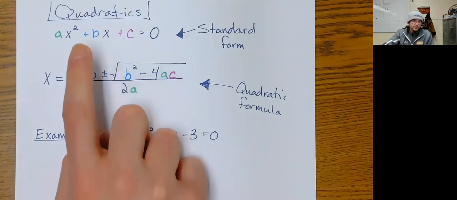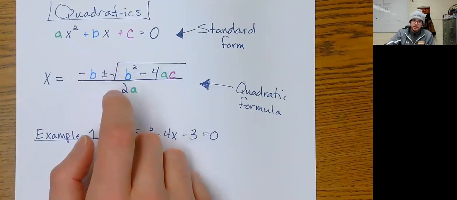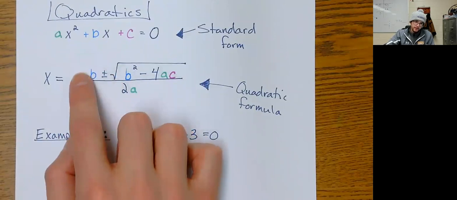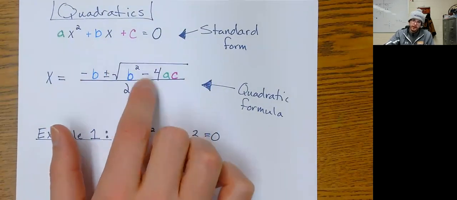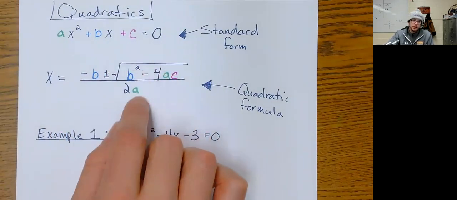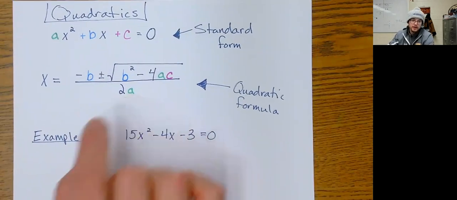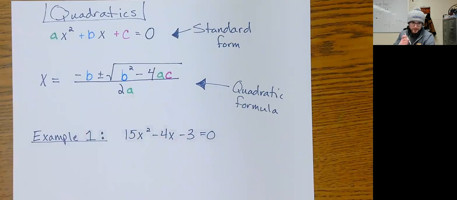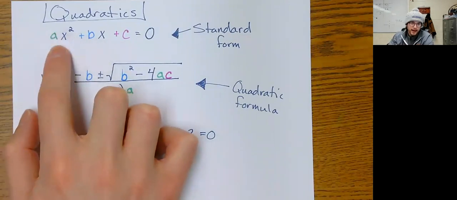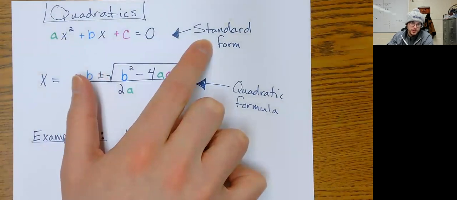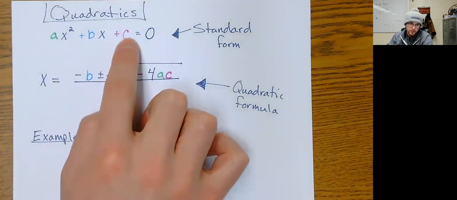So where do the a, b, and c come from? Everything else is the same. The fraction bar is always there. You've got the negative, the plus or minus, the square root, the squared, the minus 4, the 2, all that stuff is there. But you need to substitute in a, b, and c values. So ax squared plus bx plus c is the standard form of a quadratic. That's where a, b, and c come from.